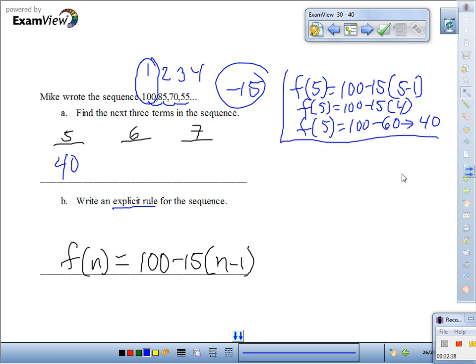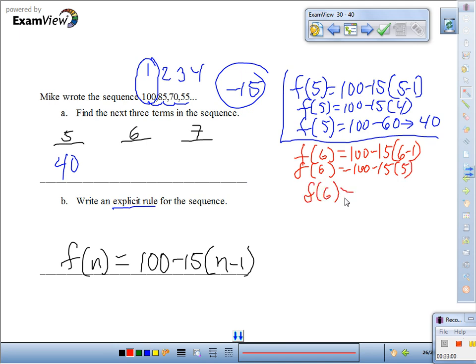If you didn't, that's a 0. Next, what would be my next value? F of 6 equals 100 minus 15 times 6 minus 1. F of 6 equals 100 minus 15 times 5. F of 6 equals 100 minus 75. What is 100 minus 75? 25.